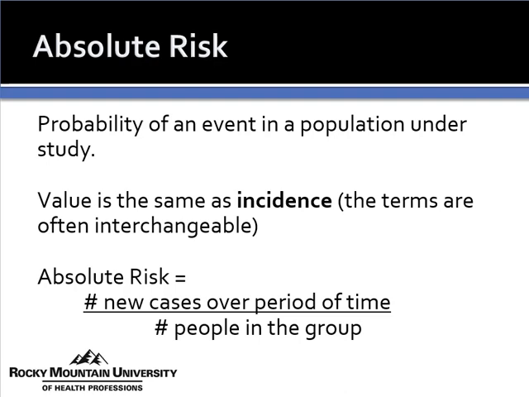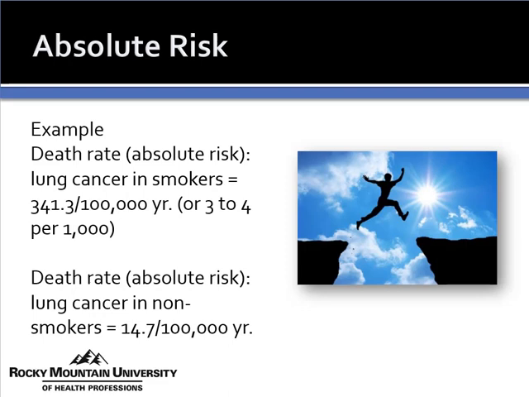The absolute risk is the number of new cases over a period of time divided by the number of people in the group. For example, the death rate or absolute risk of lung cancer in smokers is 341 per 100,000 years. The death rate, the absolute risk of lung cancer in non-smokers, is only 14.7 per 100,000 years.